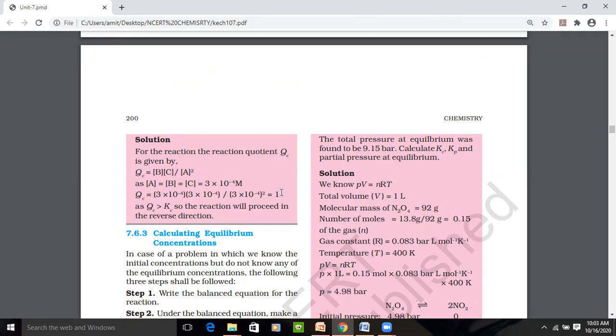We know that Kc was given as 2 into 10 to the power minus 3, and now we obtain 1 here. So Qc is greater than Kc, because 1 is greater than 2 into 10 to the power minus 3. That is why the reaction will proceed in the reverse direction.